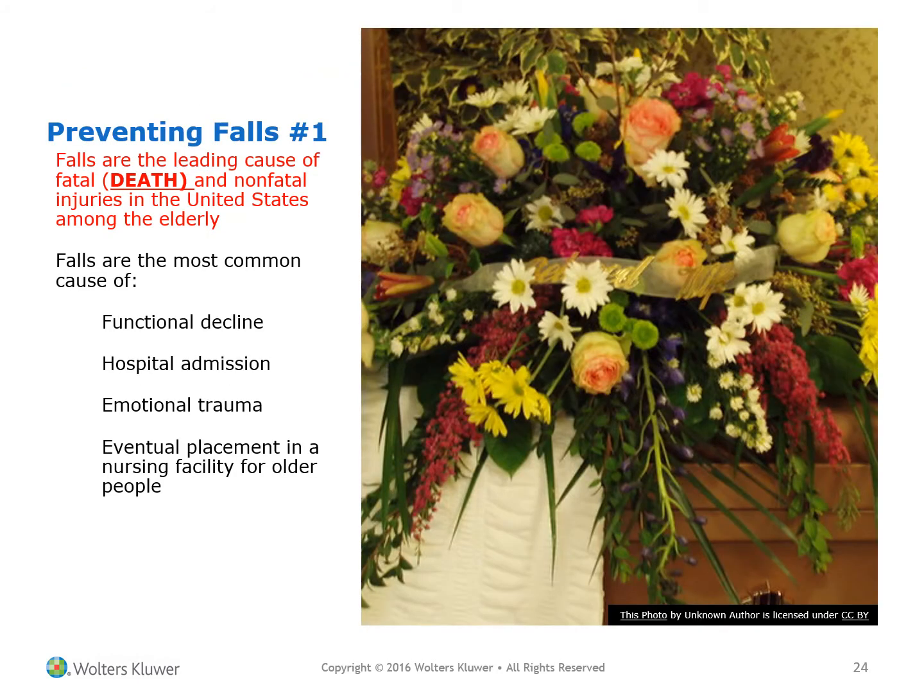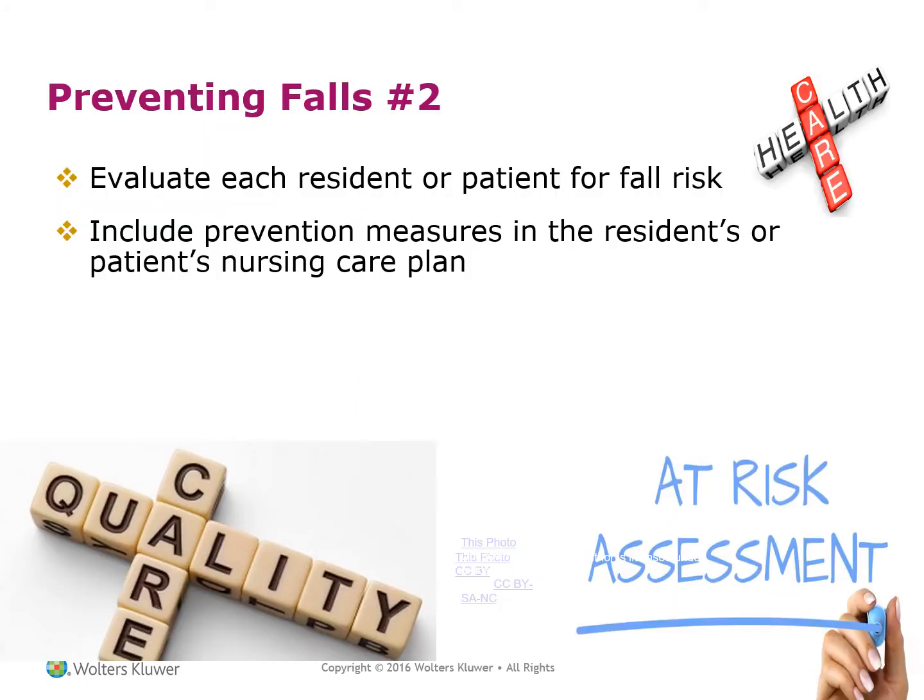Preventing falls. Falls are the leading cause of fatal and non-fatal injuries in the United States among the elderly. Falls are the most common cause of functional decline, hospital admission, emotional trauma, and eventual placement in a nursing facility for older people. Evaluate each resident or patient for fall risk. Include prevention measures in the resident's or patient's nursing care plan.